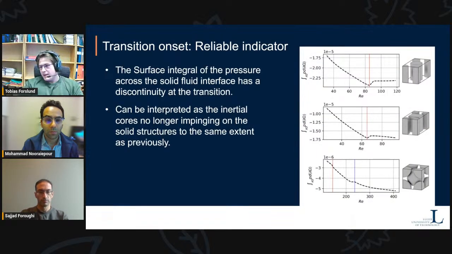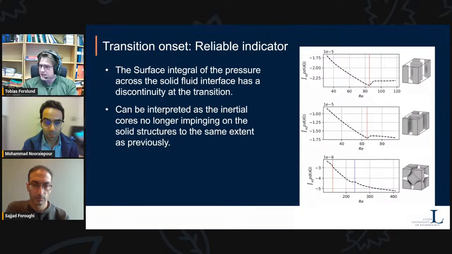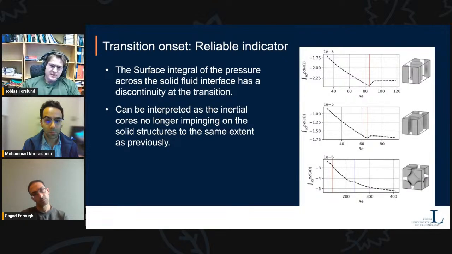So it turned out that a reliable indicator for this change was actually the surface integral of the pressure across the solid fluid interface. It turns out that these inertial cores, as the viscosity is decreased, tend to not impinge on the solid surfaces. So they tend to find alternative flow paths around those. And this strictly changes the value of this integral directly as the transition occurs. So it can be interpreted as the inertial cores no longer impinging on the solid structures, sort of the takeaway from this.